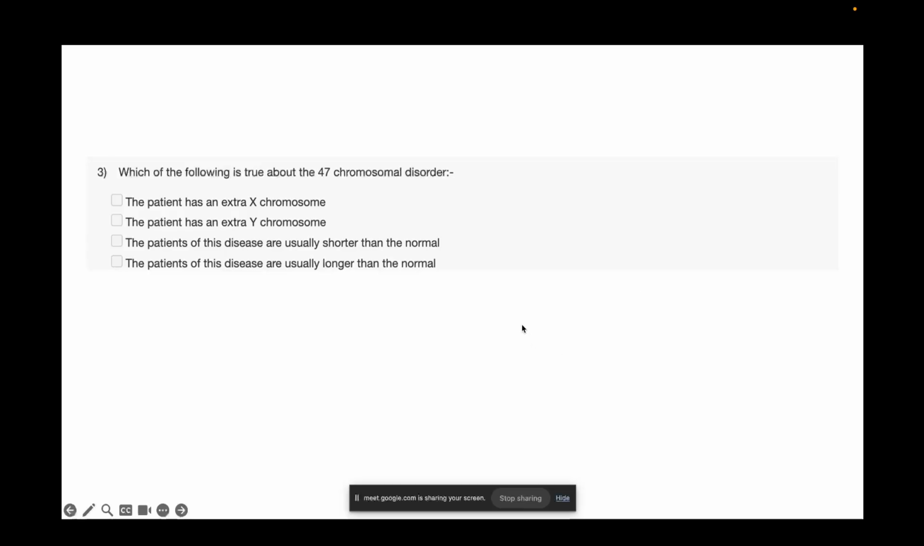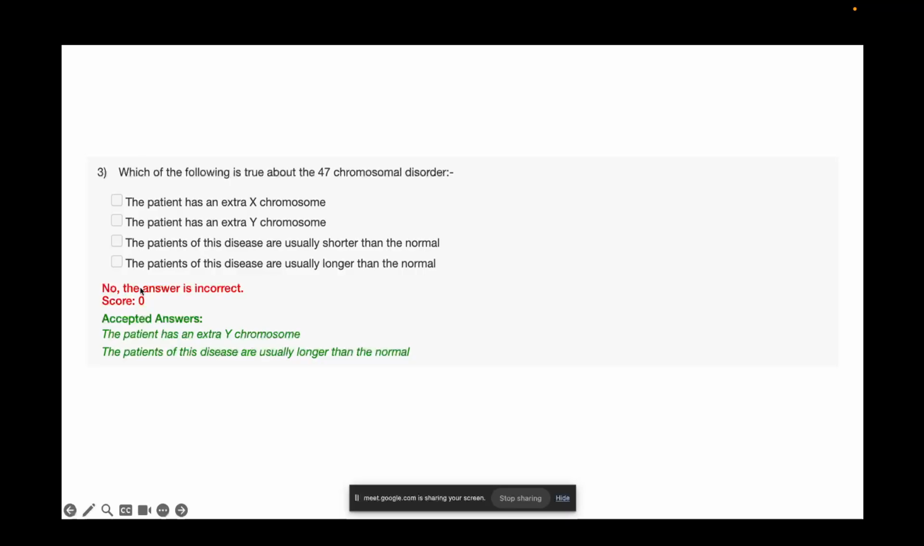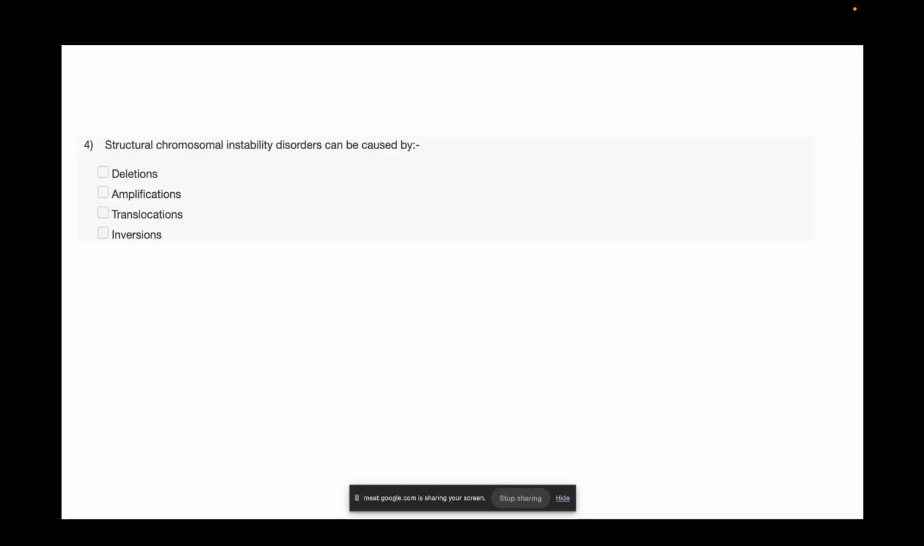So technically both these options are correct, but for the extra Y, so XYY, it is directly termed as 47 chromosomal disorder. And for the extra X, XXY, it is a known disorder which is known as Klinefelter syndrome. So technically the first option is also correct, but here the second option is given as correct. And generally the patients are usually taller and bigger than normal because you have that extra Y chromosome. So that is true for that.